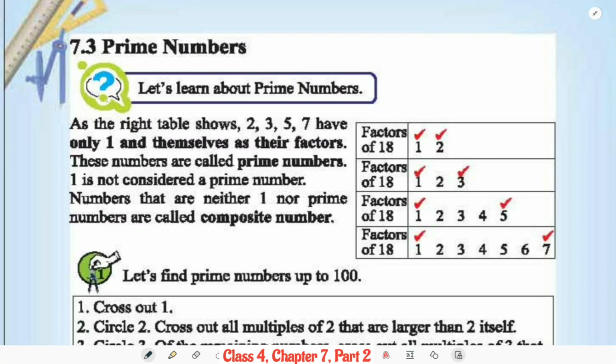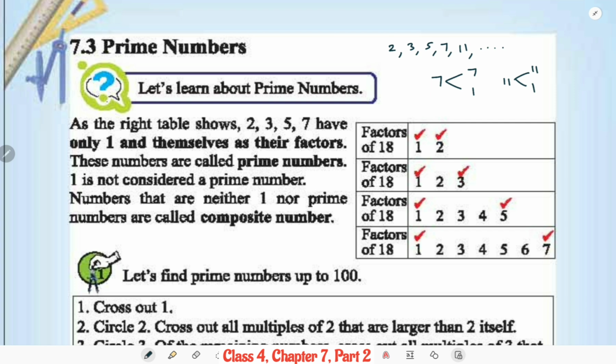What are prime numbers? The numbers which have no other factors other than the number itself and 1 are called prime. For example, 2, 3, 5, 7, 11 and so on. These numbers have no other factor. If you take for example 7, 7 has no other factor, right? 7 and 1. Similarly 11 has no other factor, 11 and 1. So these are all prime.